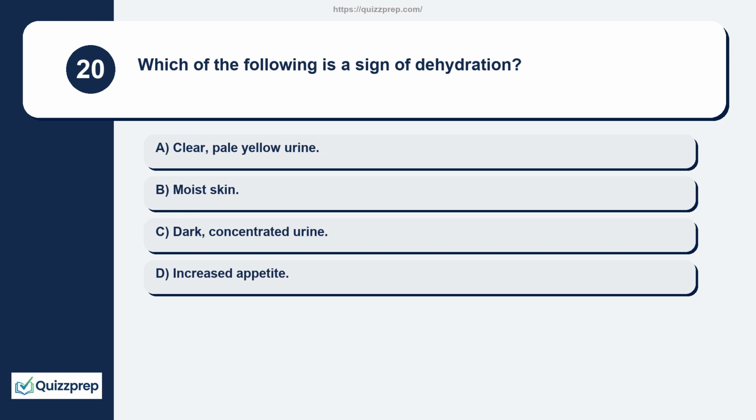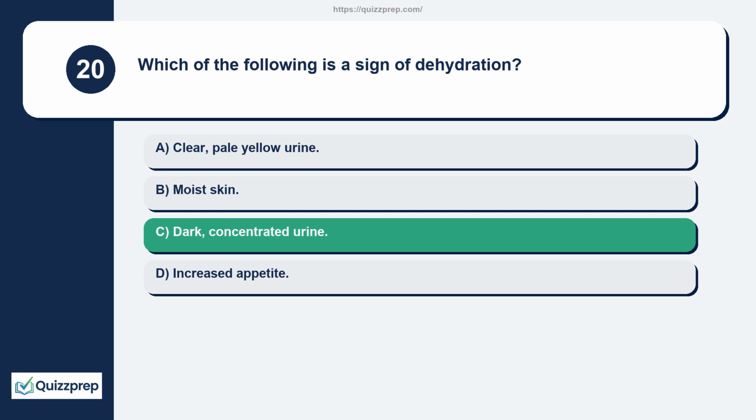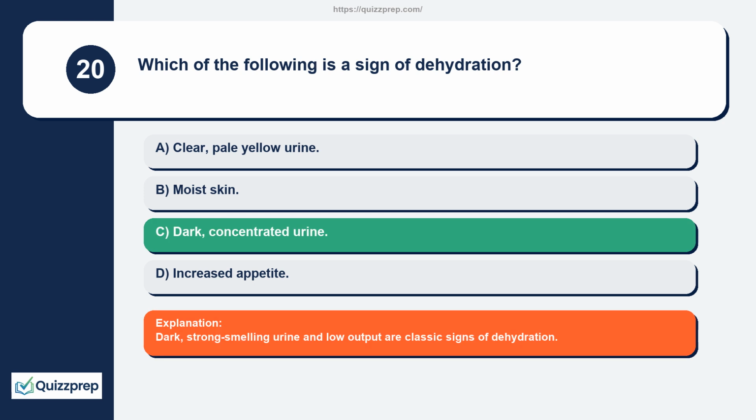Question 20. Which of the following is a sign of dehydration? Clear, pale yellow urine. Moist skin. Dark, concentrated urine. Increased appetite. Dark, strong-smelling urine and low output are classic signs of dehydration.